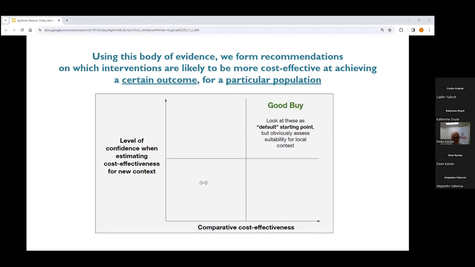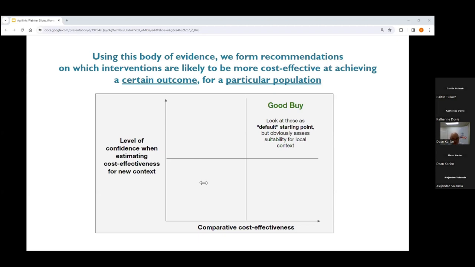So let's start with the easy one. Sometimes we come across interventions for which we have a lot of good cost-effectiveness evidence, which consistently show that the intervention performs well or tells us exactly the context in which it'll work, and then we can deem that a good buy. This is what we call a good buy. And we hope that USAID staff start to think of these as a default or a starting point for possible activity designs. Start with the good buy. If you can beat it, great, but at the very least, let's do that.